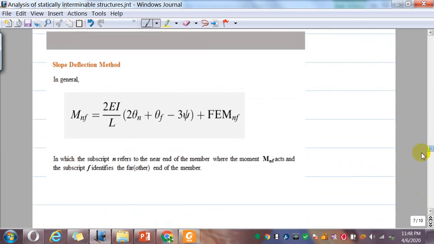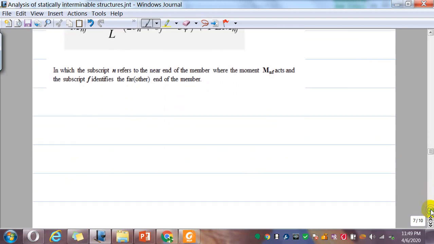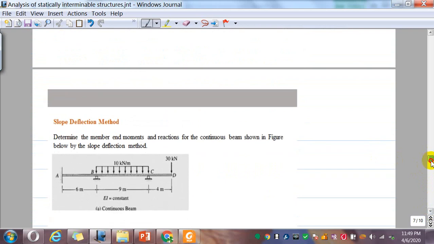So this is the generic equation. If you have a beam where one end is N and the other is F, then M_NF is 2EI over L (2θN + θF − 3ψ) plus FEM NF. If you are taking the side of N, you will have 2θN, and the other end will be θF. In this, subscript N refers to the near end of the member where you find the moment, and F describes the far end of the member. So this is how you derive the equation.